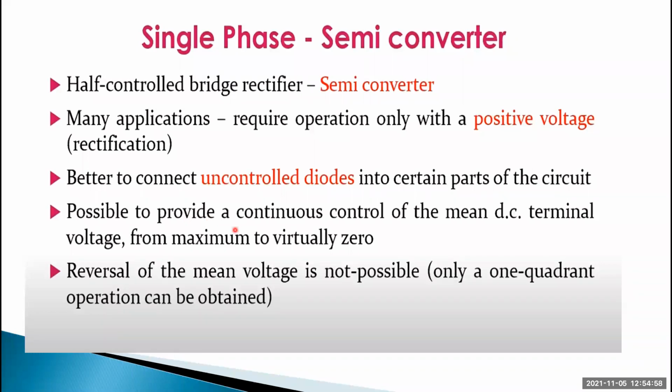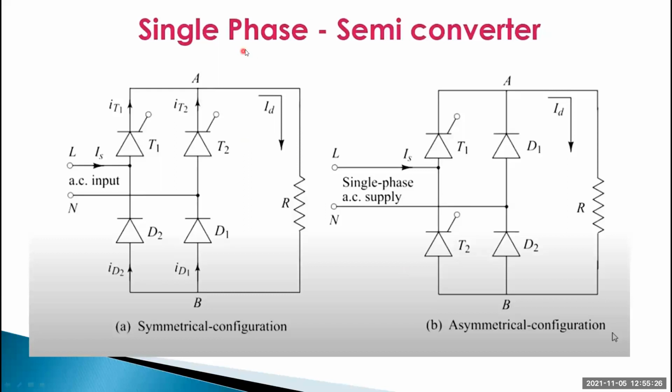It is possible to provide continuous control of the mean DC terminal voltage from the maximum to zero. But reversal of mean voltage is not possible. So you will never get negative voltage in the semiconverter, only positive voltage. But in a single phase full converter, you will get negative voltage. That means the single phase full converter is suitable for generating applications also, motor and generator, because the voltage is negative. But in a semiconverter, voltage is positive only. These are the different single phase semiconverter configurations: symmetrical configuration and asymmetrical configuration.